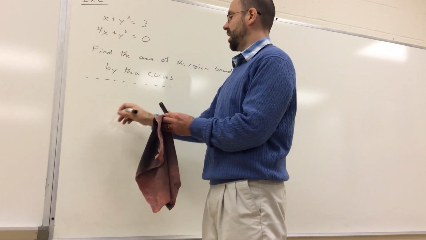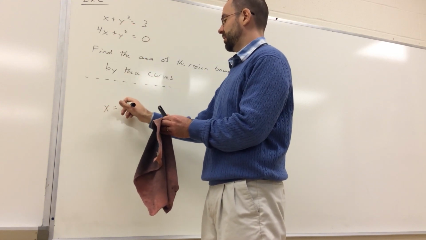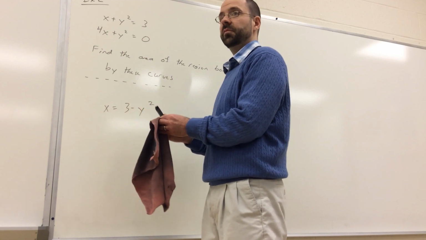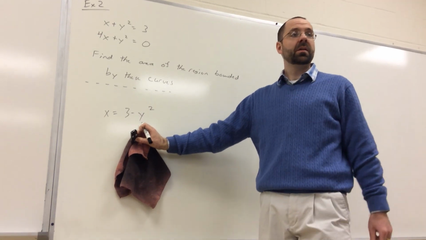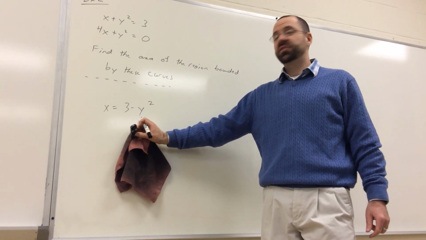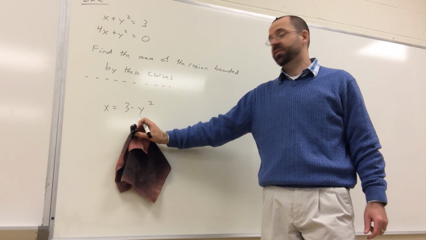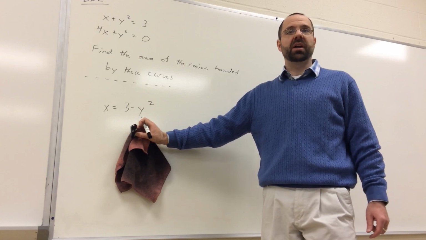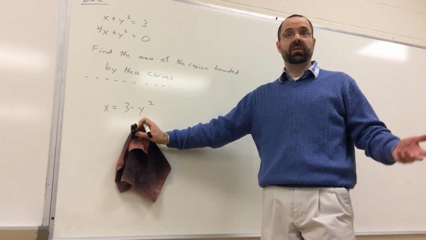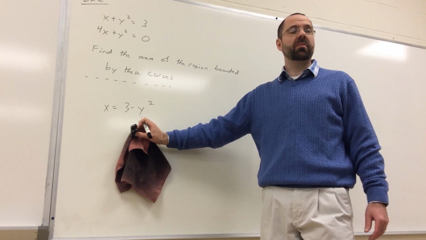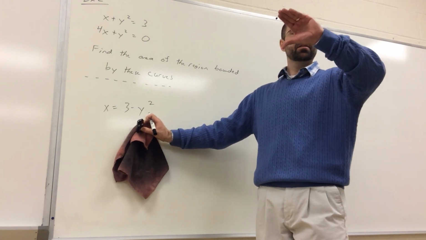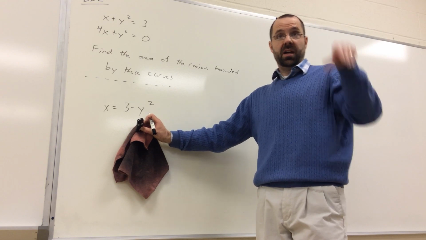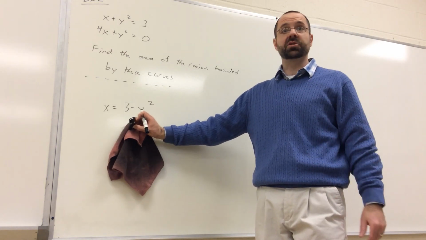For this top equation, I'm going to solve it for x. So it says x equals 3 minus y squared. If it said y equals 3 minus x squared, what shape would that be? It'd be a parabola, right? Would it be an upward or a downward parabola? Downward, because it's negative x squared. So this is just a parabola on its side. Instead of an up and down parabola, it's a side-to-side parabola, because it's x equals 3 minus y squared.